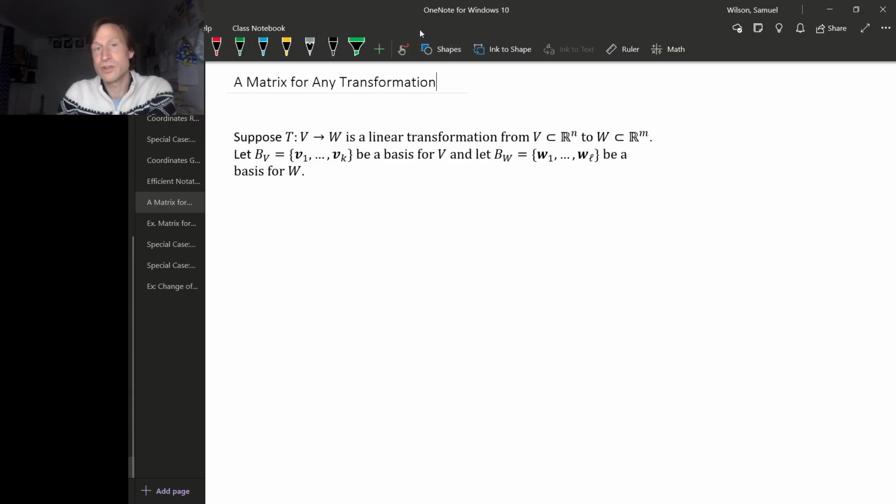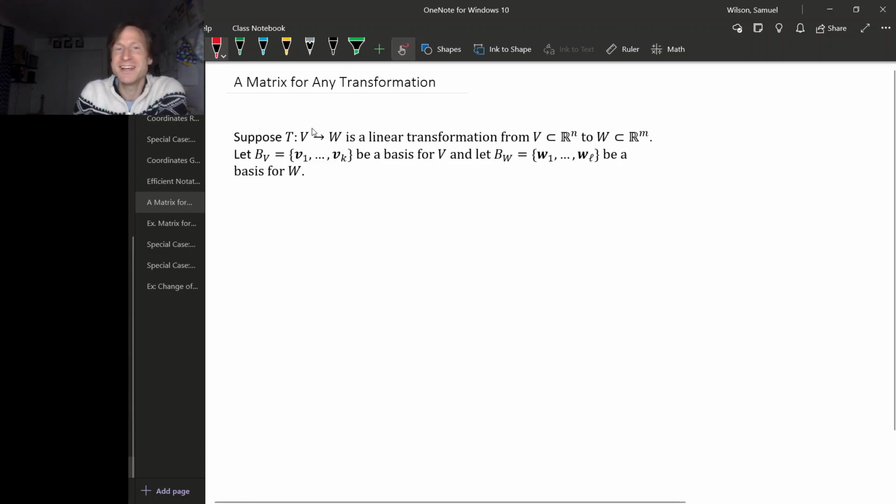Now that we understand coordinates relative to a basis, we can come back to the question of finding a matrix that represents a linear transformation when the domain and/or range is not an entire Euclidean space. So suppose we have such a transformation from V to W, and we have a basis V1 through Vk for V, and a basis W1 through WL for W.